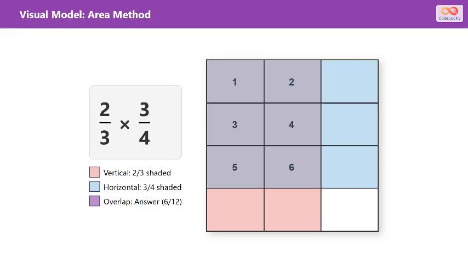Let's visualize this with an area model to prove it works. Here we have a square. The red shading represents 2/3 vertically. The blue shading represents 3/4 horizontally. The area where they overlap, the purple section, represents our answer. It covers 6 out of the 12 total squares. So, 2/3 times 3/4 equals 6/12.